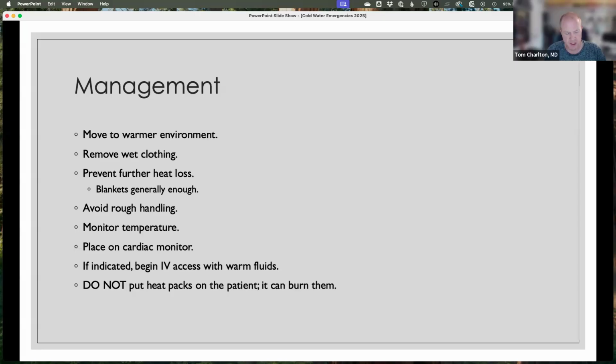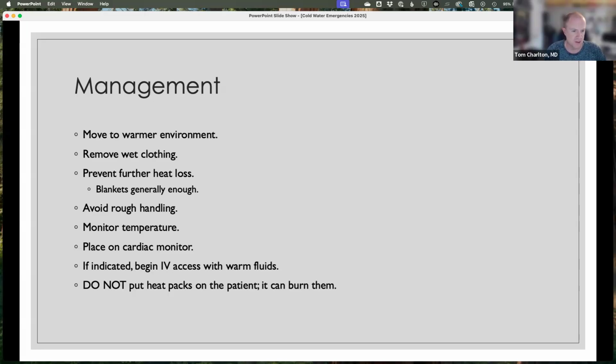If you've got somebody who is mildly hypothermic, they probably don't need that space blanket, and regular blankets are generally enough. We do want to minimize any rough handling. The colder they are, the more irritable their heart will be. And so there are case reports of patients going into ventricular fibrillation from rough extrications.